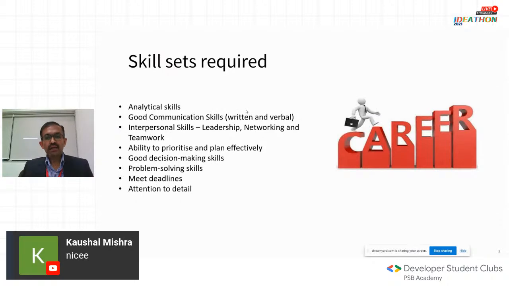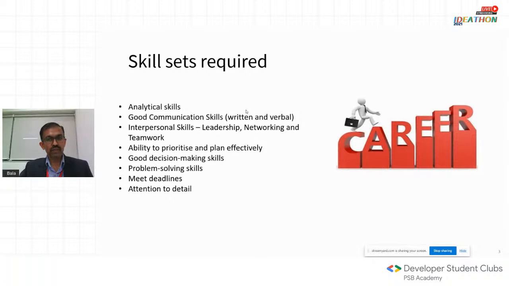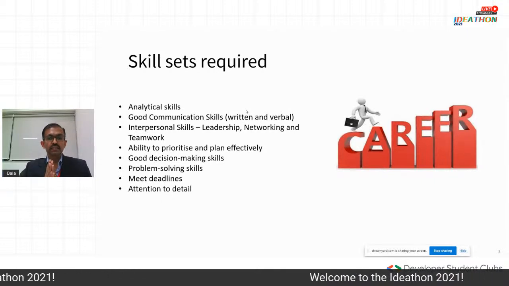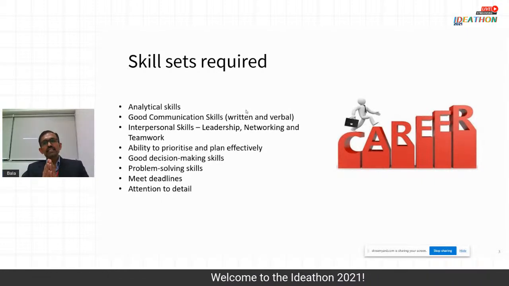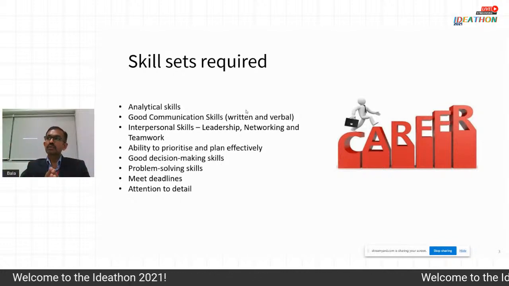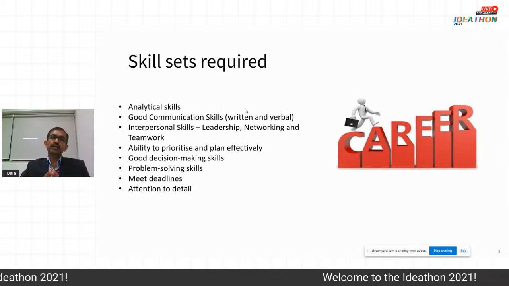I also welcome all my PSB students, and all the students from, I think we have students from NUS, NTU, SIT, and of course, last but not least, my own PSB students. I welcome all of you to this Ideathon 2021. Since many of you here are students, I thought of sharing about careers and what you need to do to get good employment.